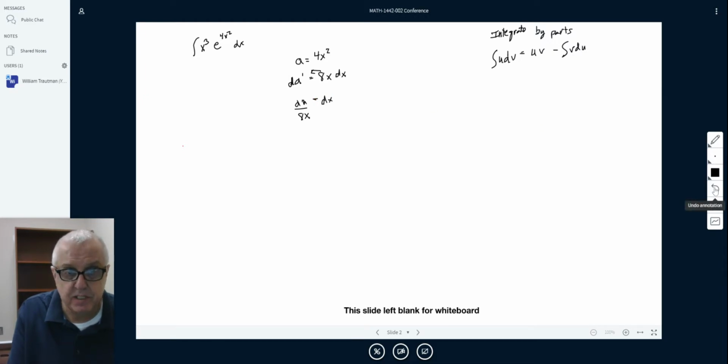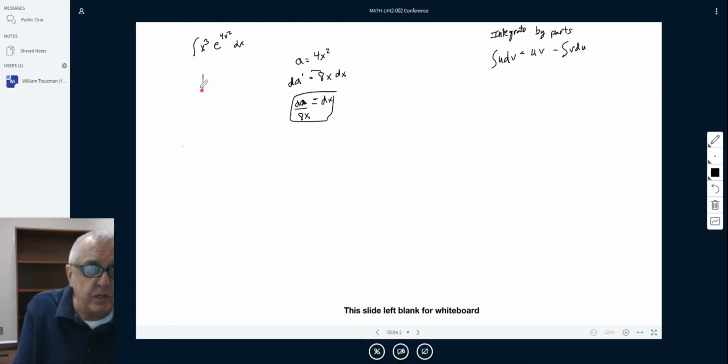That's a little messy. Still going to be messy. dA over 8x equals dx. So now if I rewrite my problem, x to the third e to the 4x squared and dx, but instead of writing dx, I put dA over 8x.